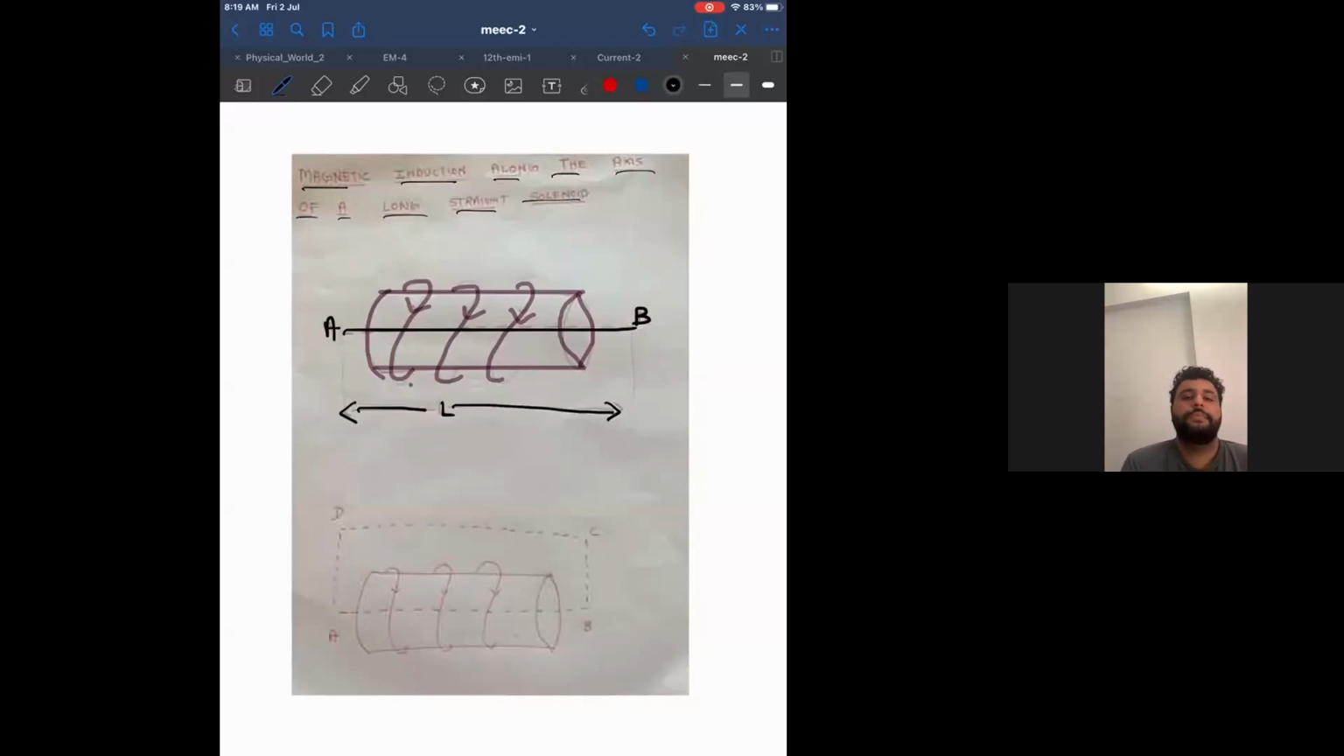Now, write the side heading, draw the diagram, and then I'll proceed with Ampere's law. Start.